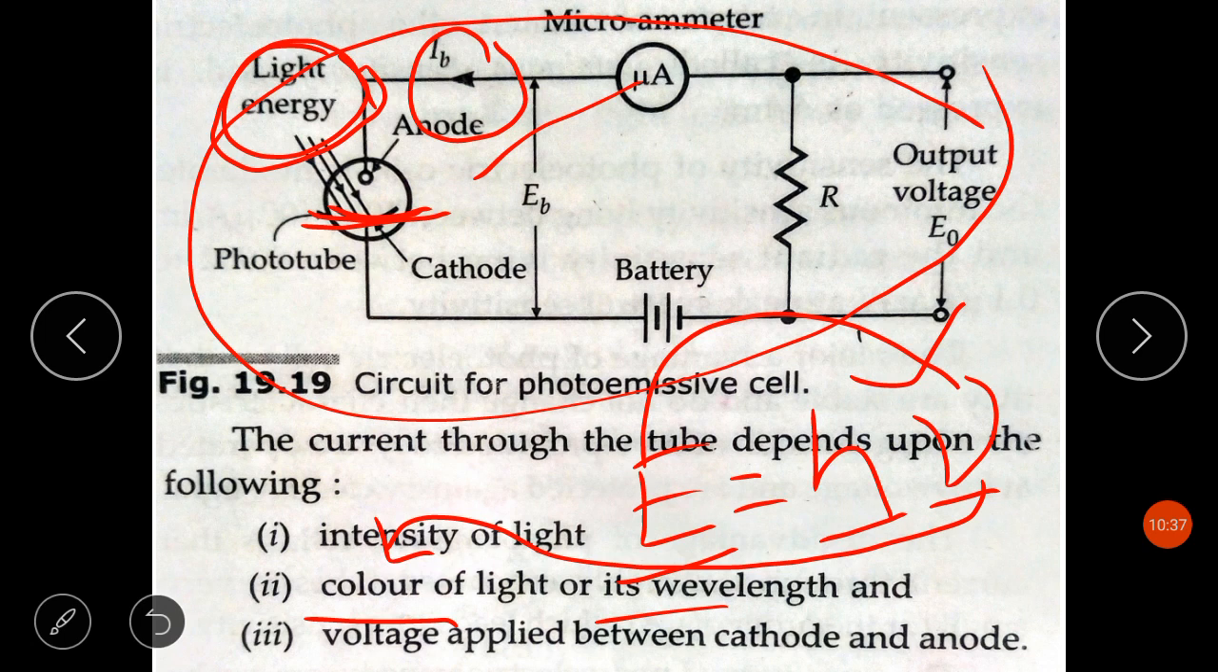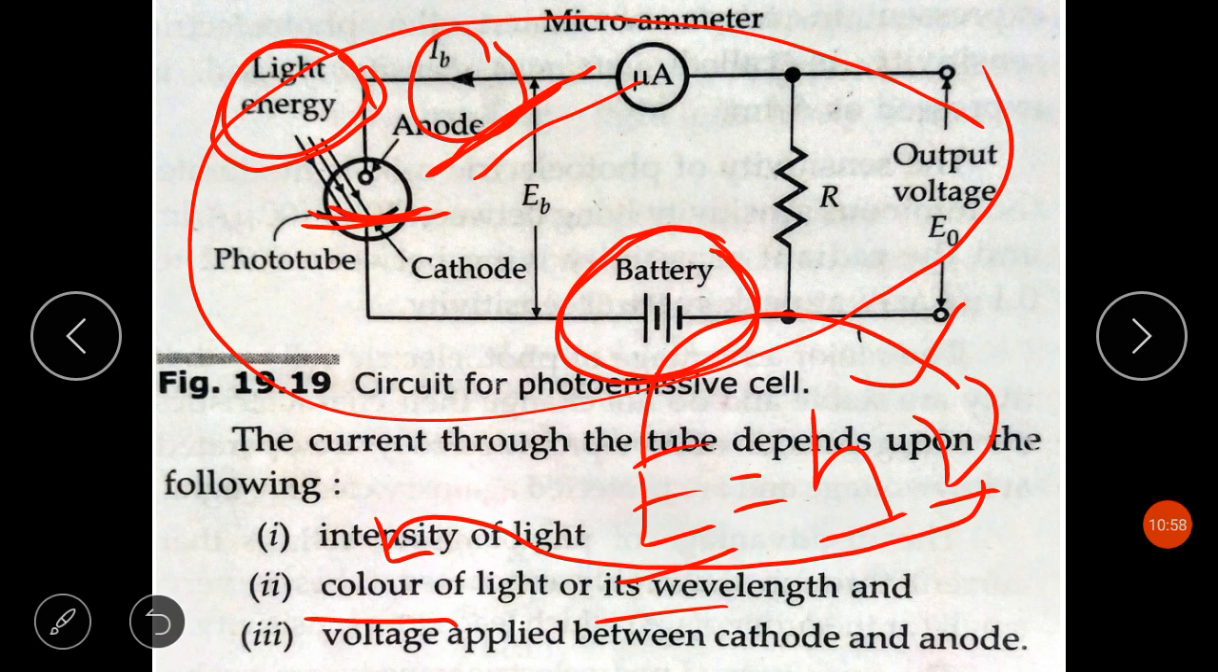And the third factor on which this photoelectric current will depend is the voltage that is applied between the cathode and anode. Depending on the voltage, if the voltage is more, the current will increase. If the voltage is less, the current will decrease. So these are the three factors on which this photoelectric current will depend.